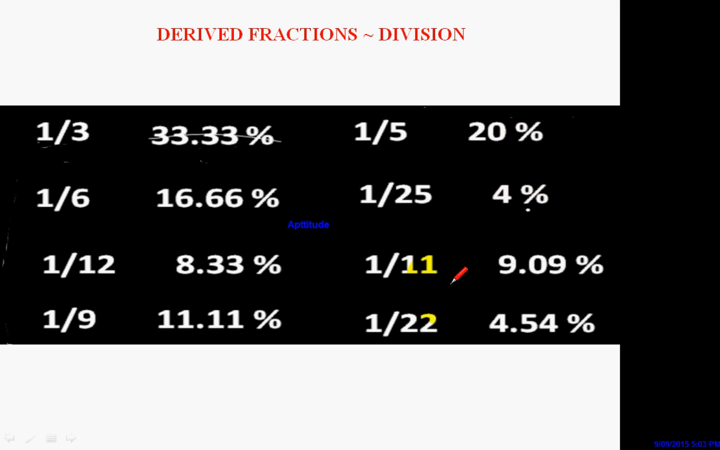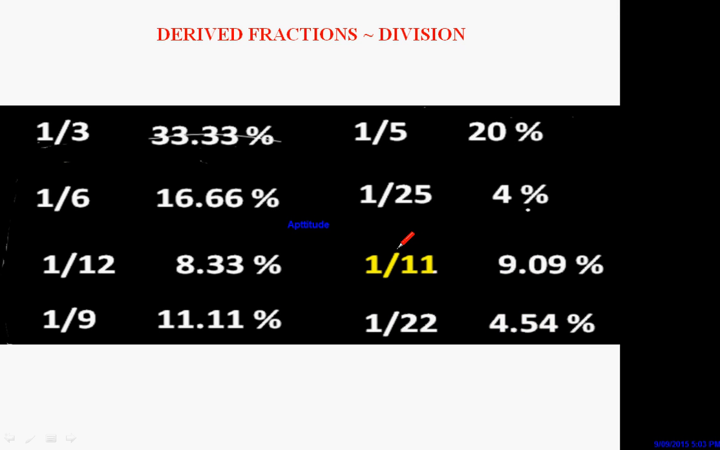And 1 by 11 is equivalent to 9.09%. From this, you can derive the value of 1 by 22. It can be obtained by dividing the value of 1 by 11 by 2. So, 9.09 divided by 2, you will get the answer as 4.54%.